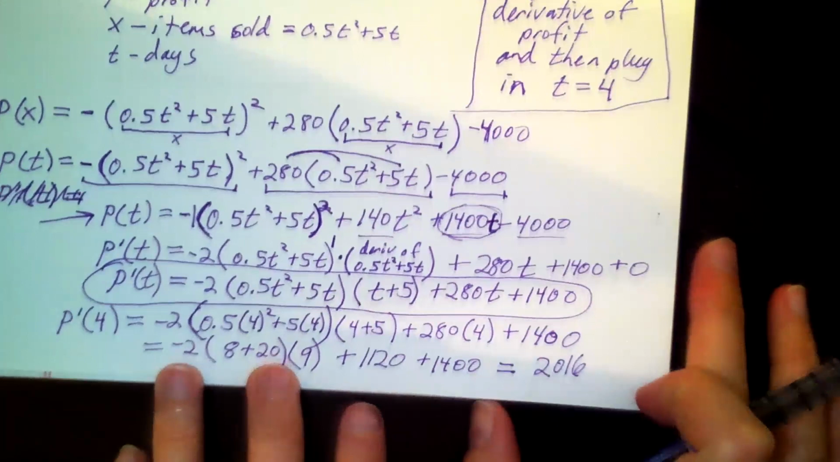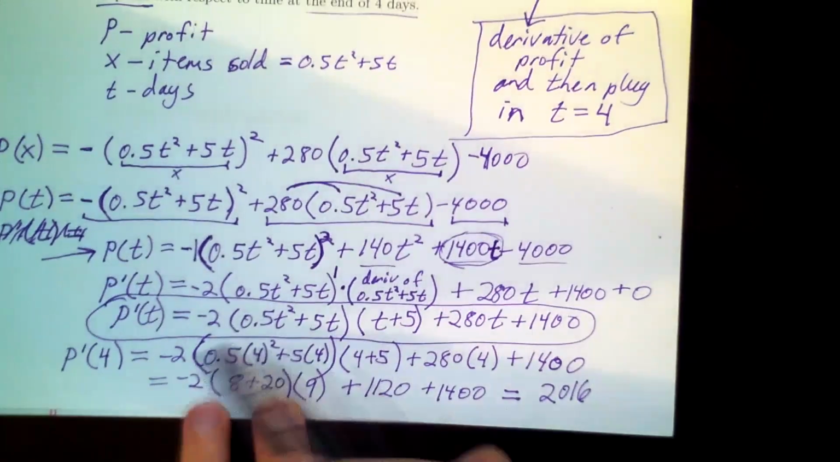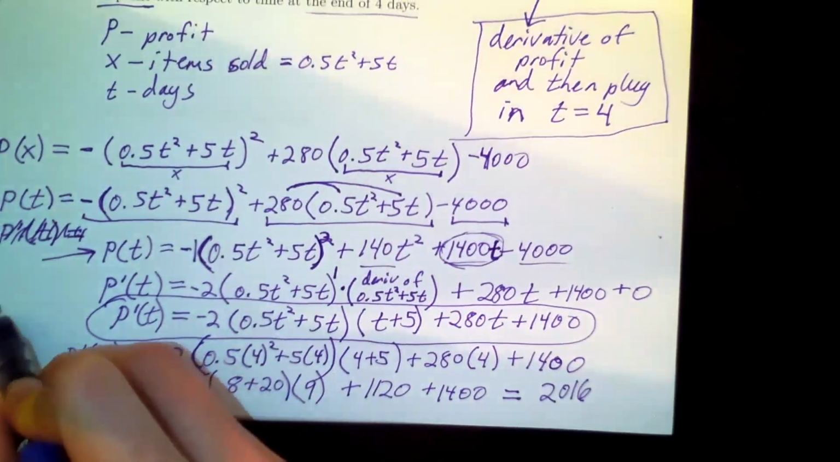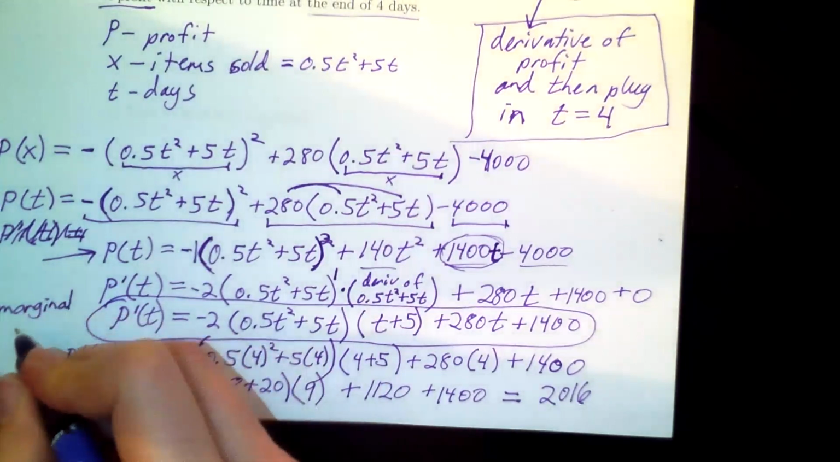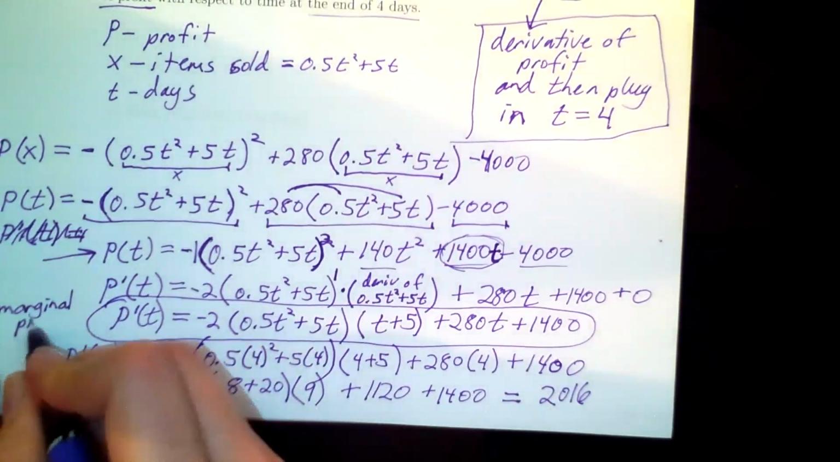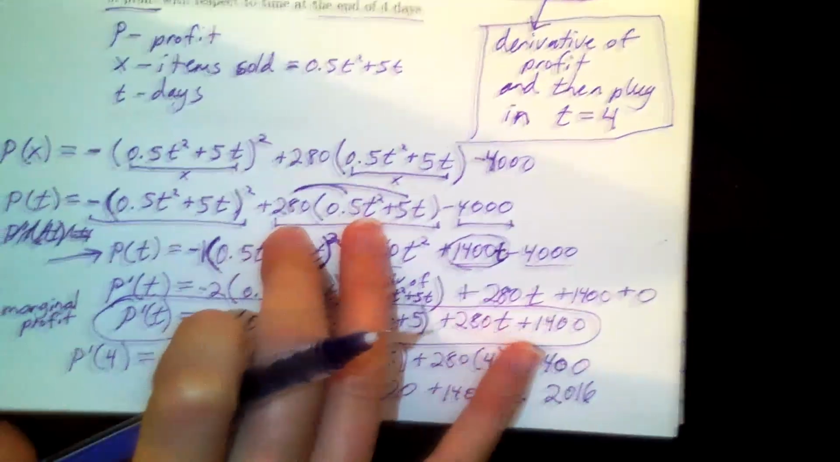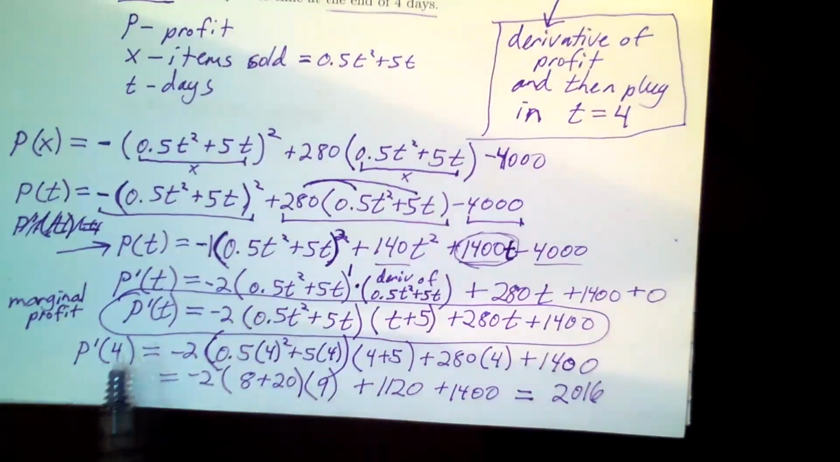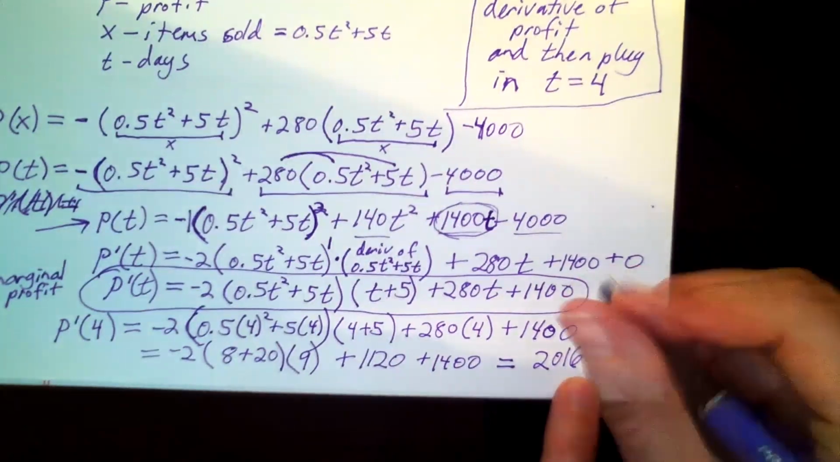Now this is a rate of change. And this is profit. Specifically, it's marginal profit. Remember from section 2.9 that the derivative of profit is called the marginal profit function. But we take 4 and we're plugging it into the derivative of profit and we get 2016. Now this is a rate. This is money since this is profit.